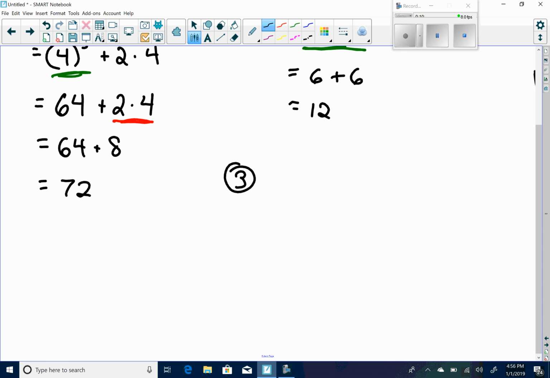Take a look at another example. I have 40 plus 16 divided by 2 times 5. I'm going to pause. If you want to pause the video for a moment, just look it over yourself and determine what you think we need to do first.